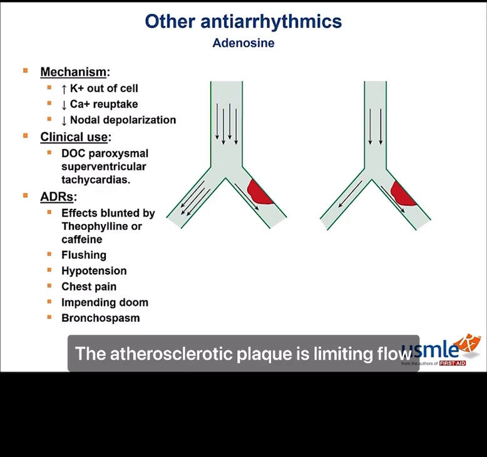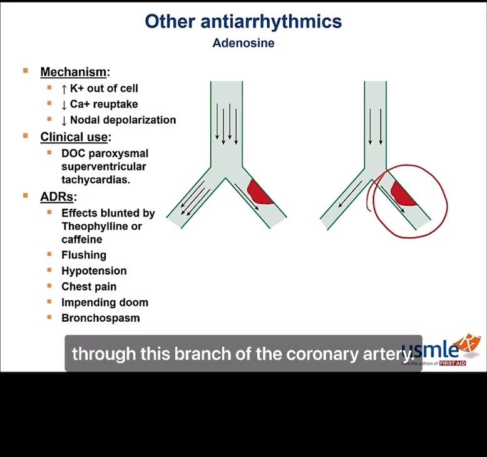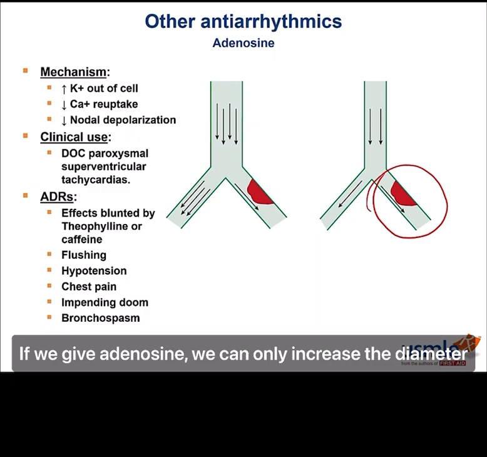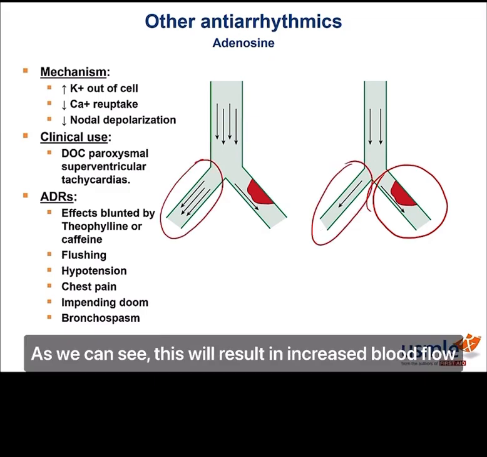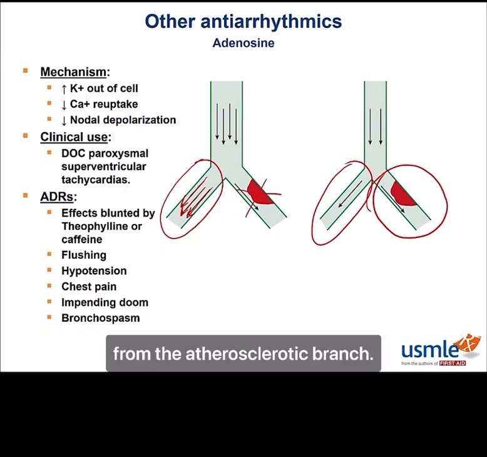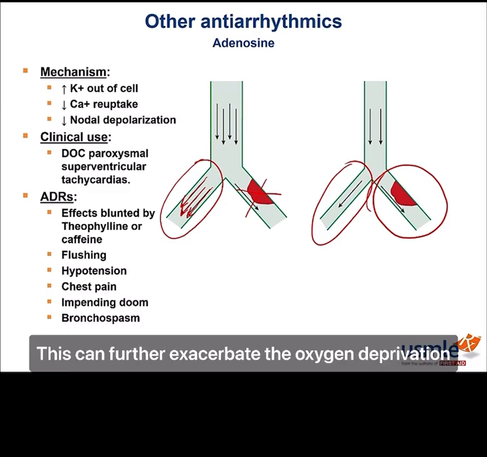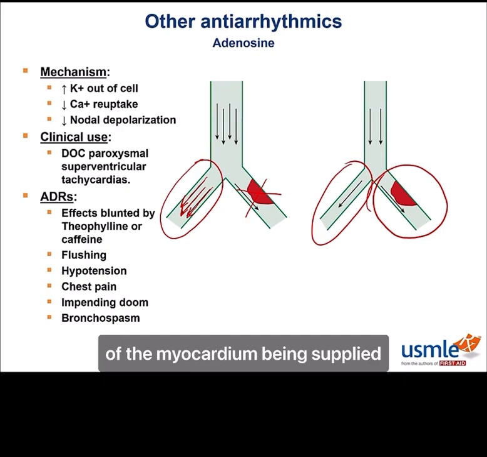The atherosclerotic plaque is limiting flow through this branch of the coronary artery. This segment is already maximally dilated. If we give adenosine, we can only increase the diameter of the normal vessel. As we can see, this will result in increased blood flow into the newly dilated vessel and shunt blood away from the atherosclerotic branch. This can further exacerbate the oxygen deprivation of the myocardium being supplied by the artery with the atherosclerotic plaque.